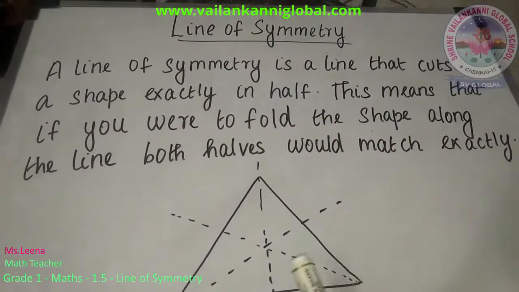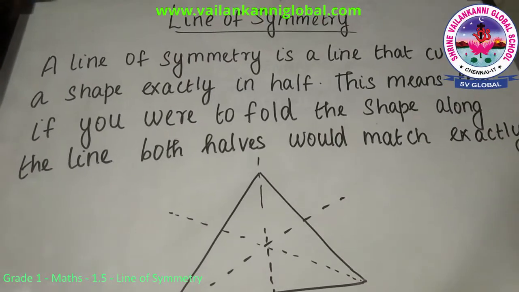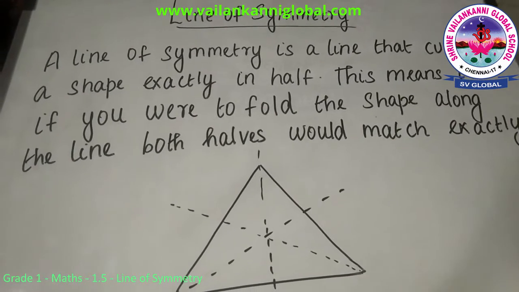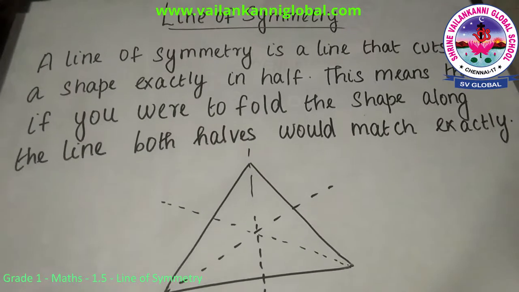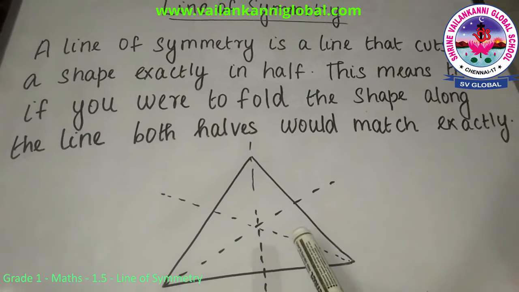Today's topic is about line of symmetry. So a line of symmetry is a line that cuts a shape exactly in half. This means that if you were to fold the shape along the line, both halves would match exactly.